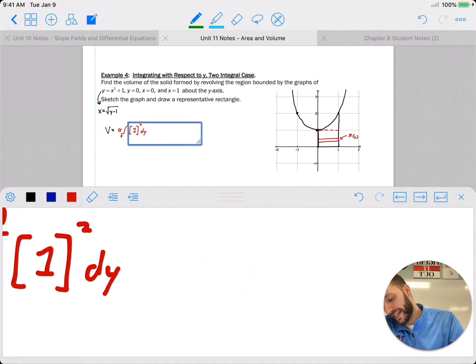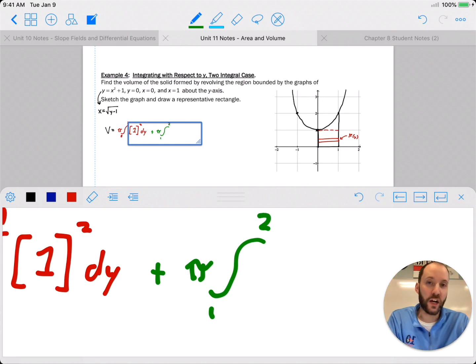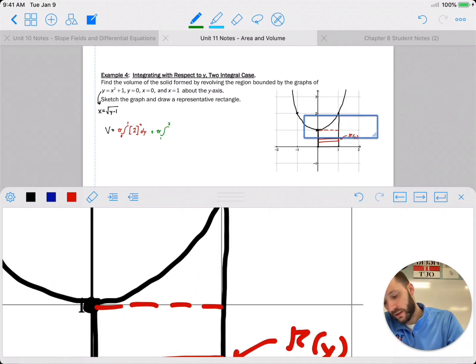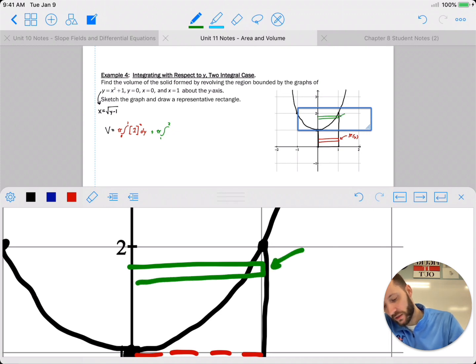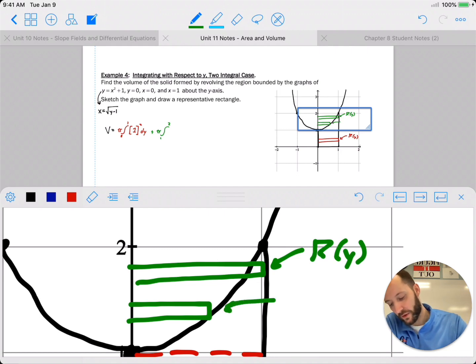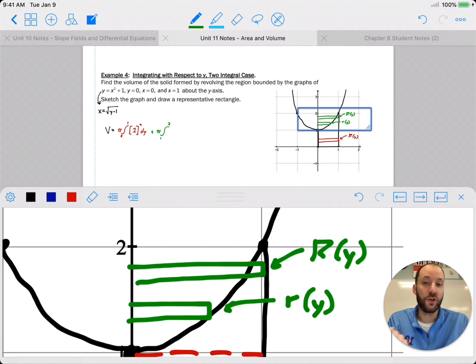So we're going to be adding pi from 1 to 2. We need a big R and a little r. Big R goes from the axis of revolution to the far side of your region. So that would be big R of y. Then little r of y goes from the axis of revolution to the near side of your region.